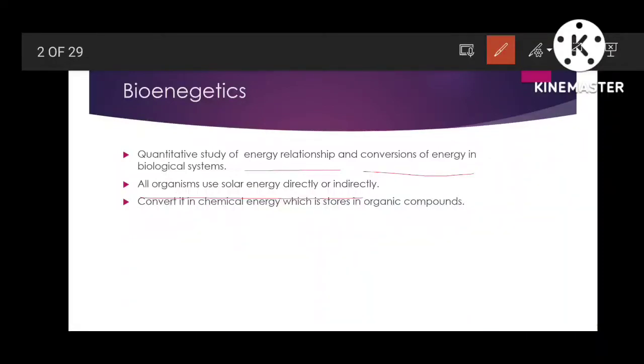For example, plants use that solar energy directly to be converted into chemical energy, whereas animals use that indirectly as they get the chemical energy from plants by eating plants, which itself is produced because of solar energy. So it is indirect use of solar energy, but there is a use of solar energy. Plants convert that light energy, as I have told you already, into chemical energy, which is stored in organic compounds like sugars, carbs, okay?